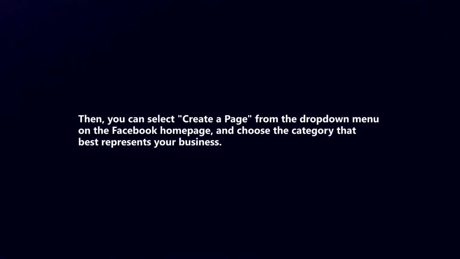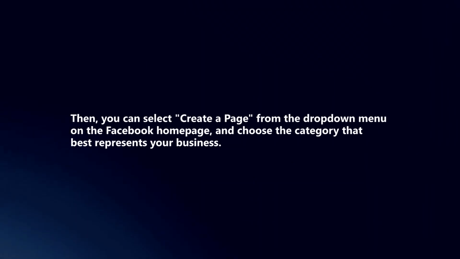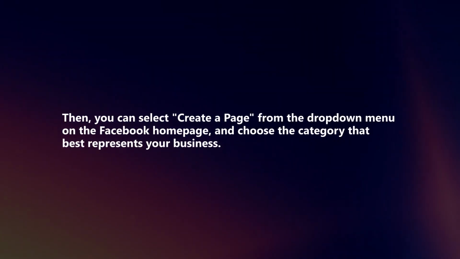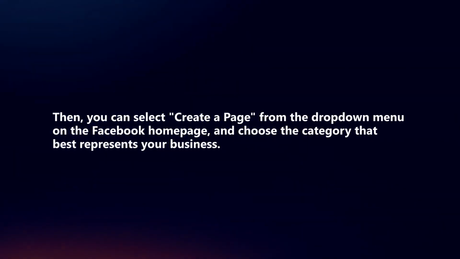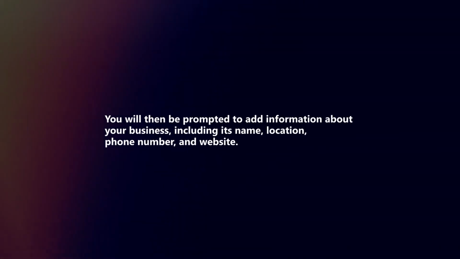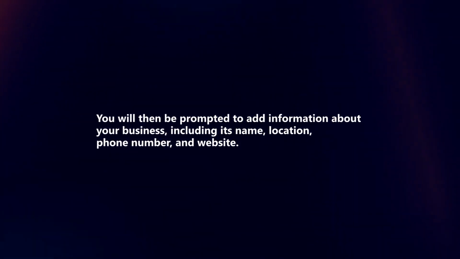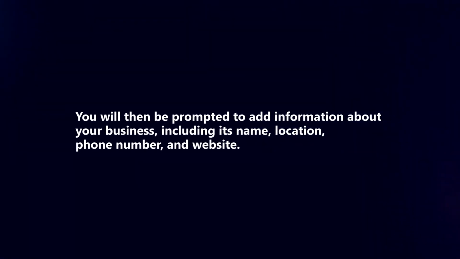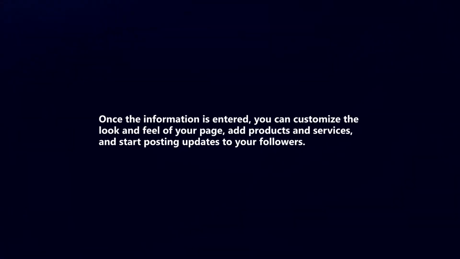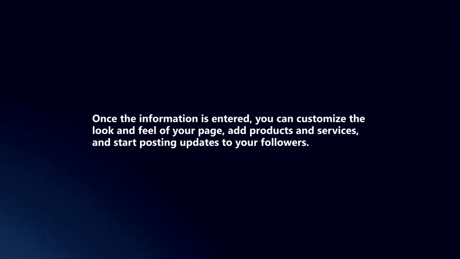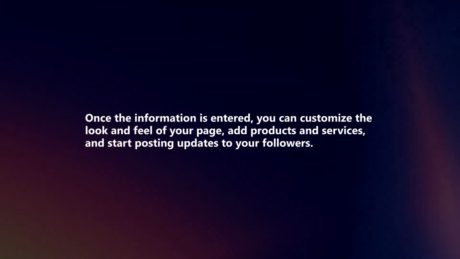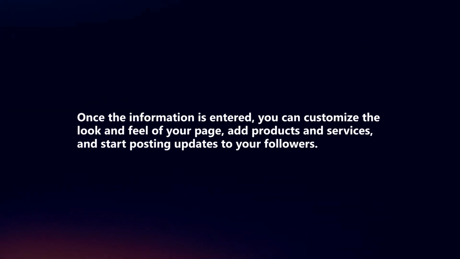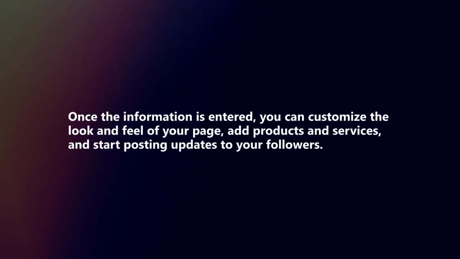Then you can select Create a Page from the drop-down menu on the Facebook homepage and choose the category that best represents your business. You will then be prompted to add information about your business, including its name, location, phone number, and website. Once the information is entered, you can customize the look and feel of your page, add products and services, and start posting updates to your followers.